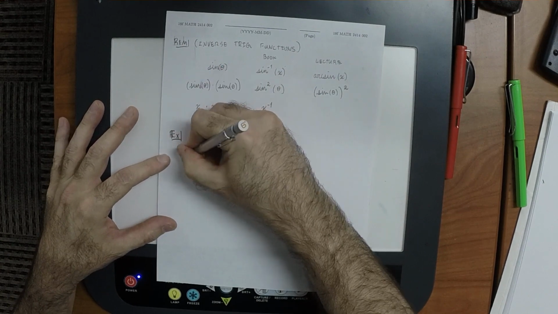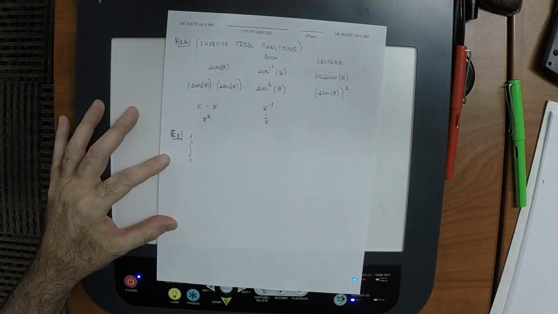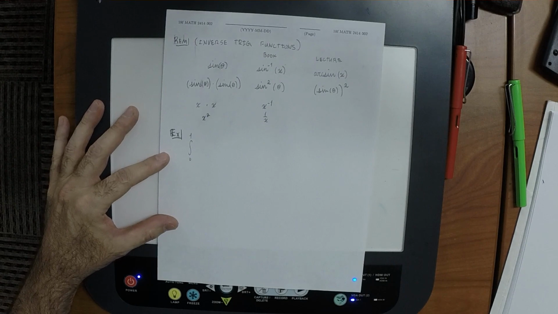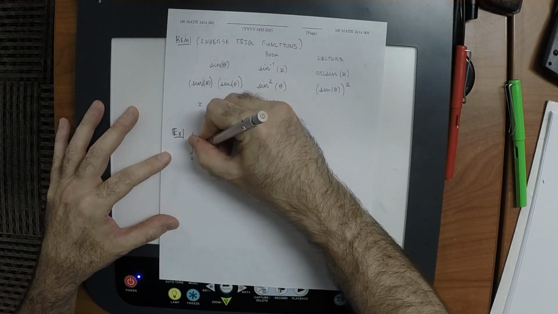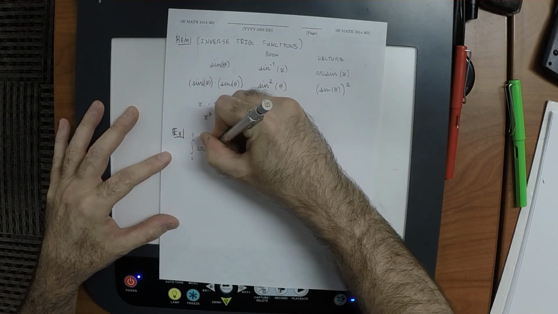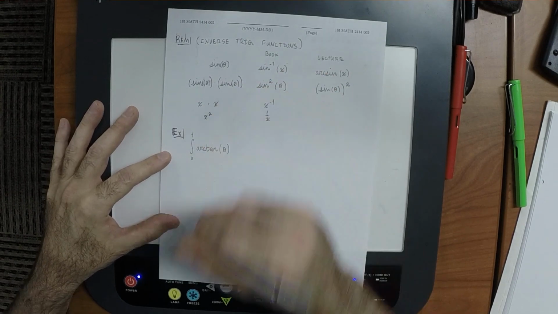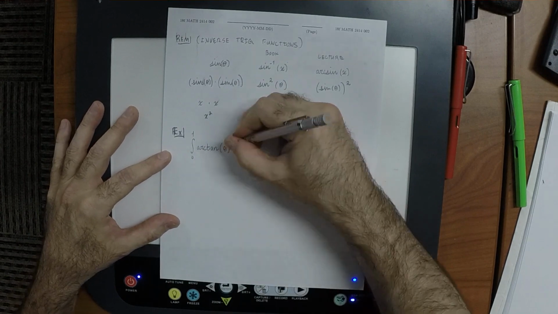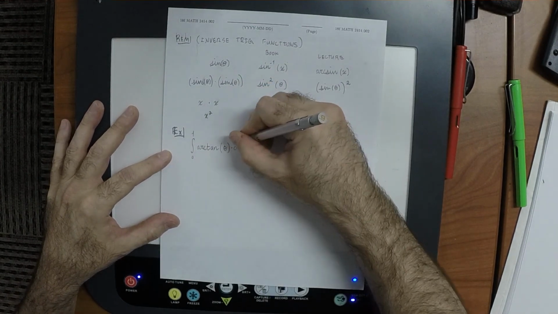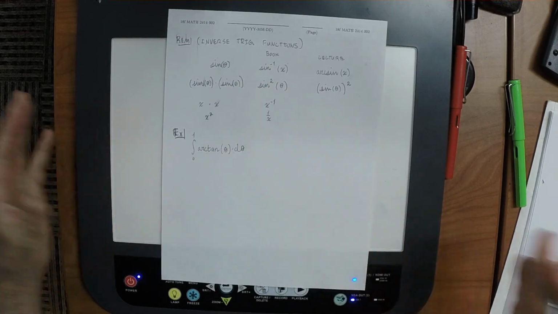I can ask the question, how about the integral from 0 to 1 of arctangent of theta? Why not? Arctangent of theta d theta. Theta doesn't make sense in the usual sense, right?